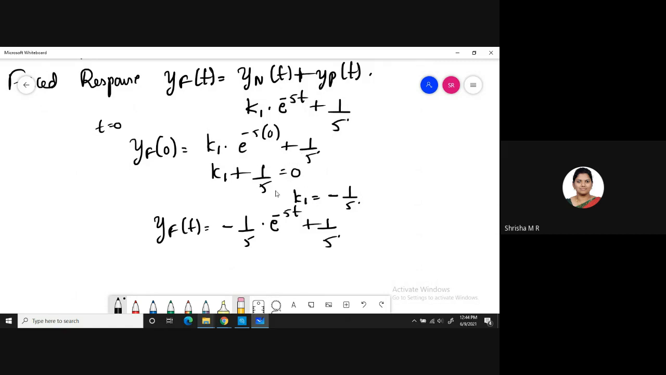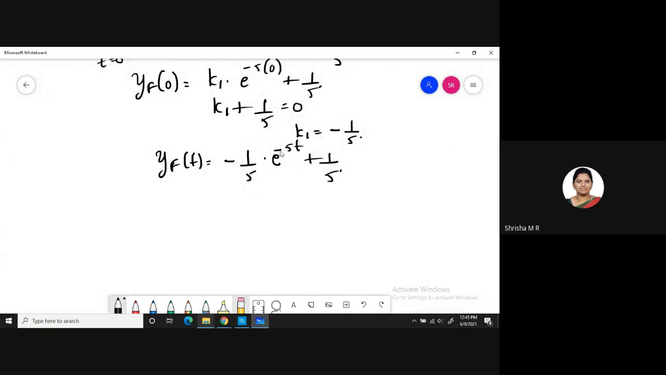Clear, everyone? If you practice a few problems, it will be clear. So this is how we find the forced response. You take the form of the natural response as K1, K2, however it is, and add the particular response. Then, assuming zero initial conditions, find K1 again. This is the forced response, which is natural response plus particular response. Now you can find the total response of the system.